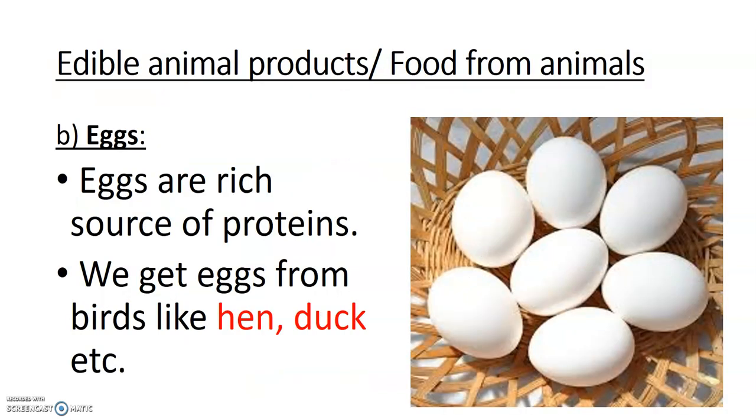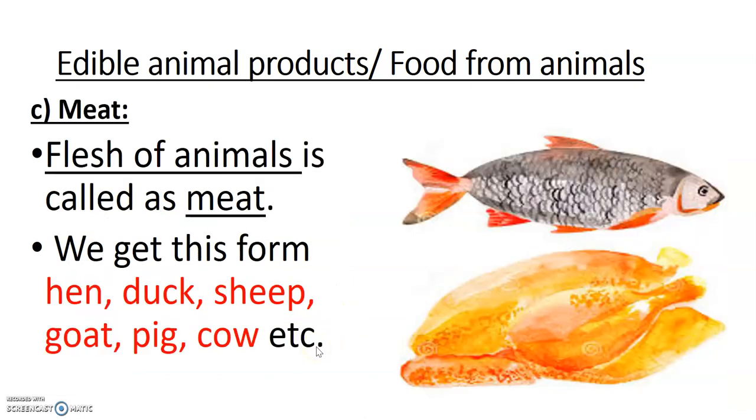Next is eggs. Eggs are laid by the birds, and some of the eggs that we are taking in our diet are of hen and duck. There are eggs being taken for ostrich also, but most commonly we take eggs of hen and duck. The eggs are rich in proteins, and the animals of course are hen and duck.